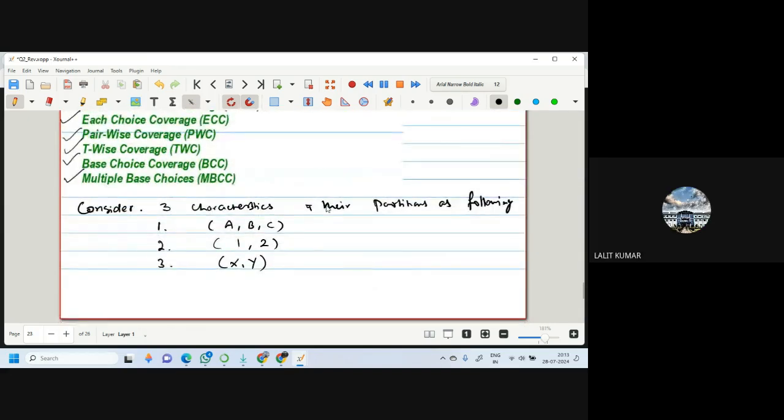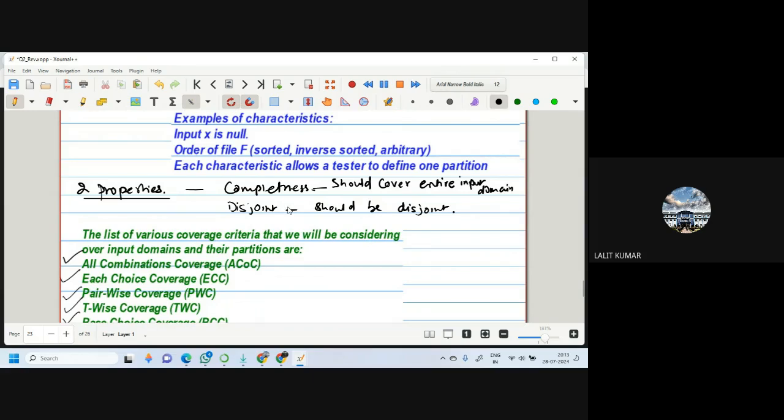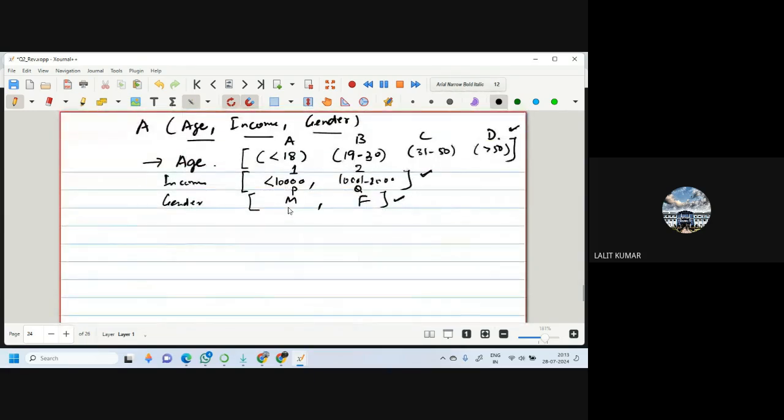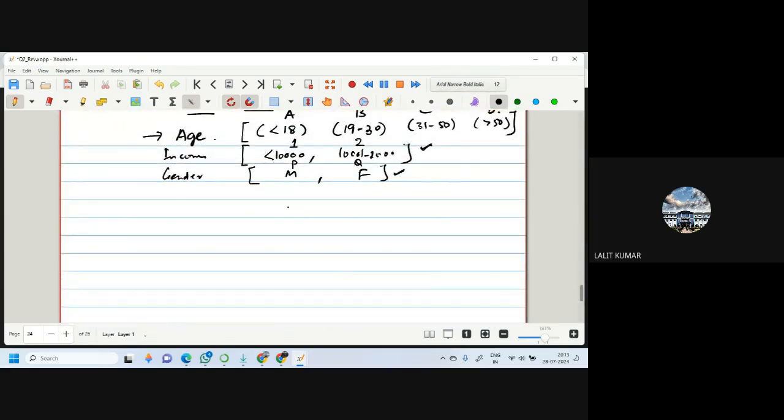So these are the characteristics, and completeness and disjointness mean what? When I make the partitions, for example, the age domain has been given as 18 to 80, or for example 0 to 80. My partitions should cover the entire domain. Are they covering? Yes. Less than 18, it is covering. 19 to 30, it is covering. 31 to 50, it is covering. And above 50, it is covering. So my entire domain should be covered.